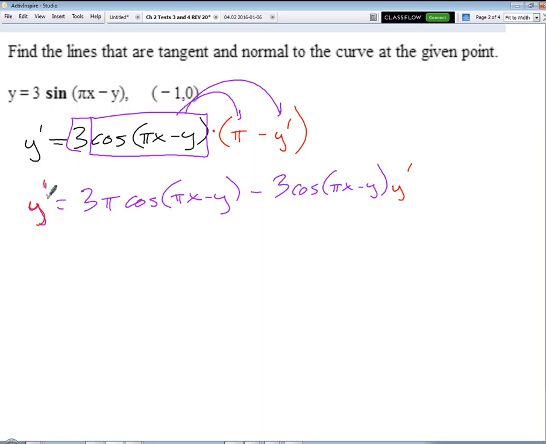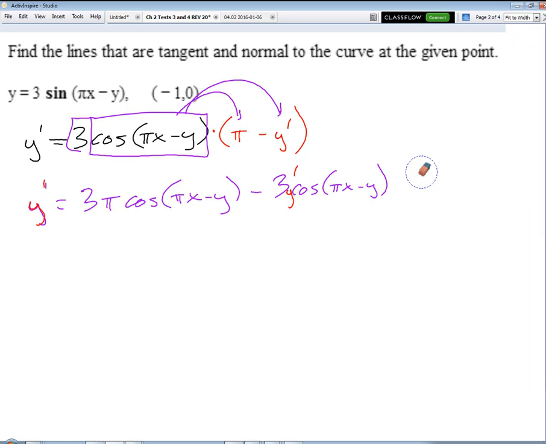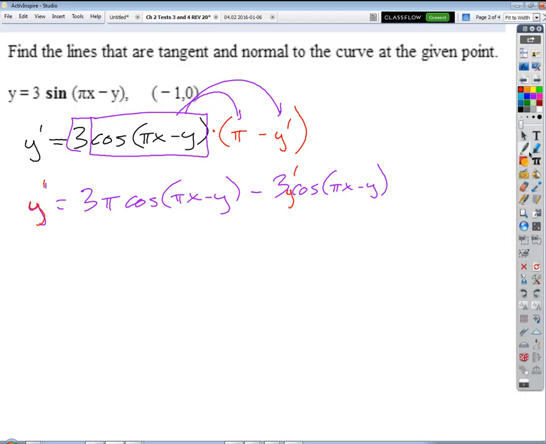So why isn't the y prime next to the 3? Oh, it could be. Would that be better? Okay, that makes sense. Okay, there we go. You like that better? I like it better at the end. Yeah, I think that's good. Okay.